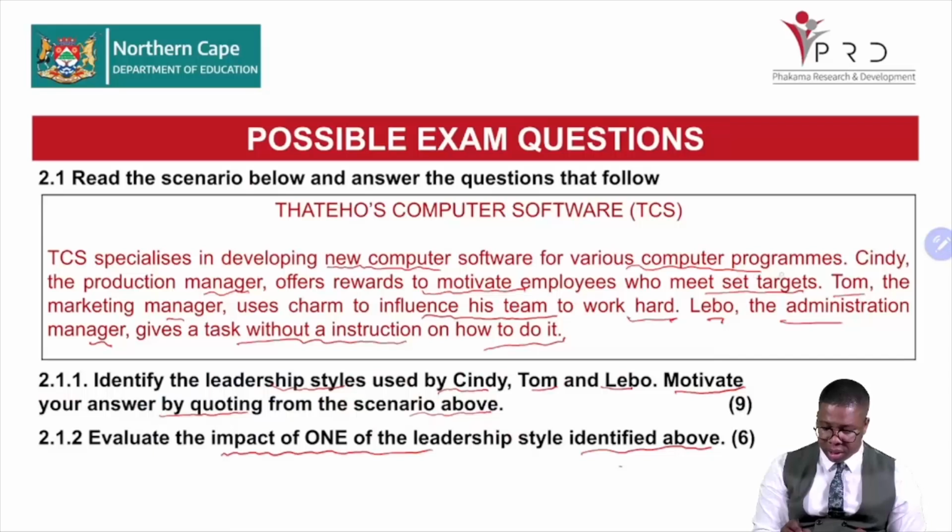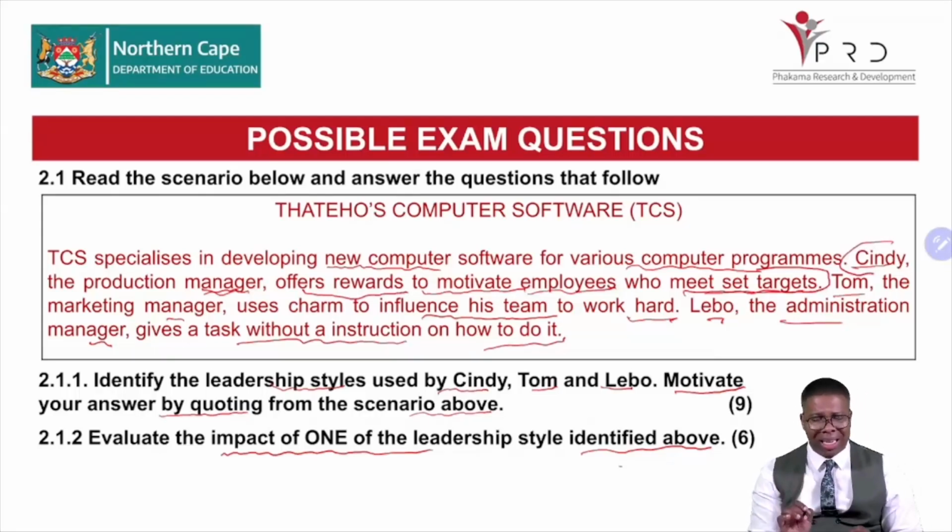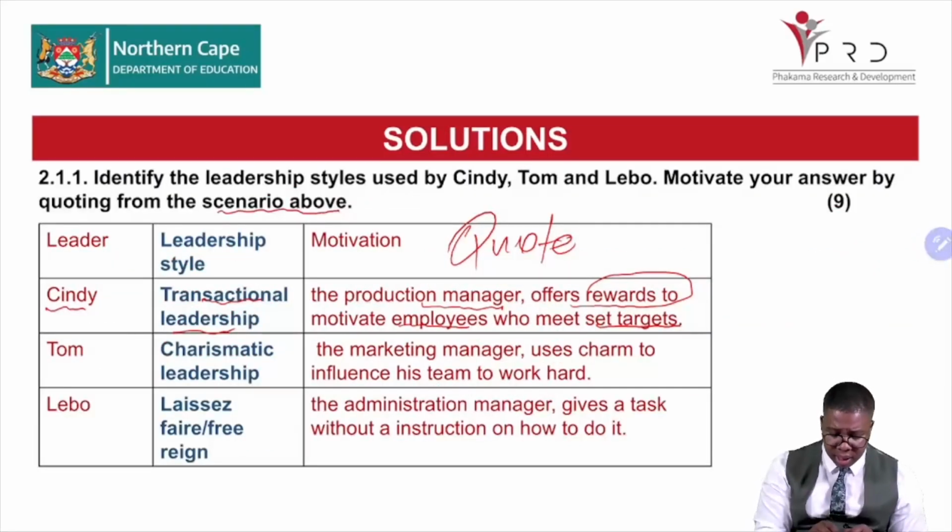And as we can check here, they're saying Cindy, the production manager, uses what? Offers rewards to motivate employees who have met the set what? Targets. So let's be clear, the quotation should be done in full so that you don't lose your marks. As you can see here, the production manager offers rewards to motivate employees who have met the set what? Target. So that is 1 mark and 2 marks.